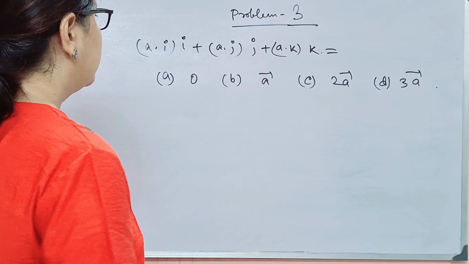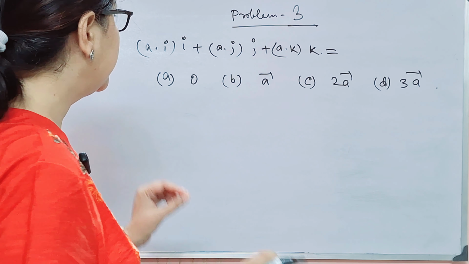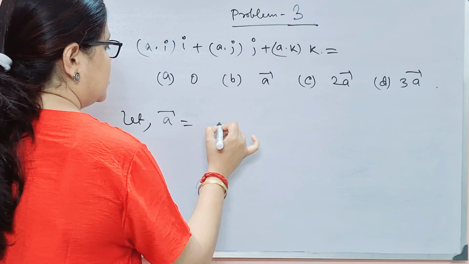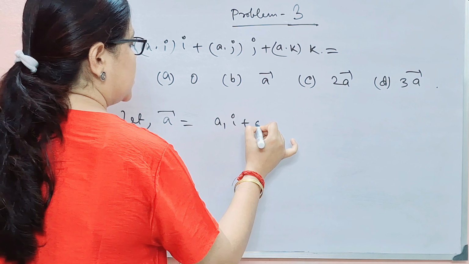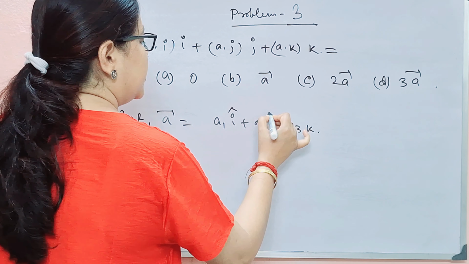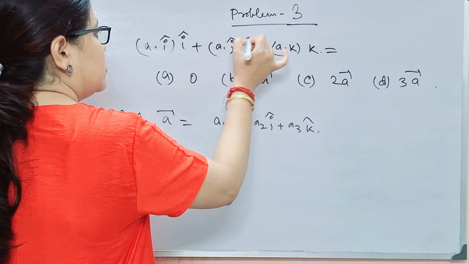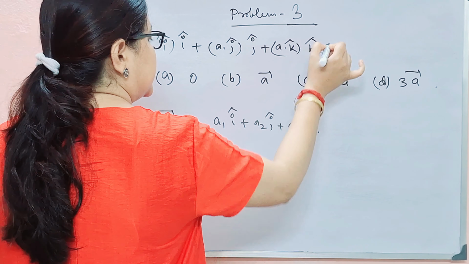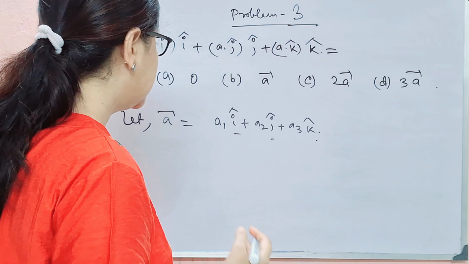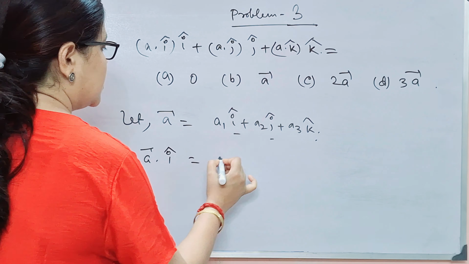So A dot i. We will first assume the vector A. Let vector A equal a1 i plus a2 j plus a3 k, where i, j, k are the unit vectors along the x-axis, y-axis and z-axis.